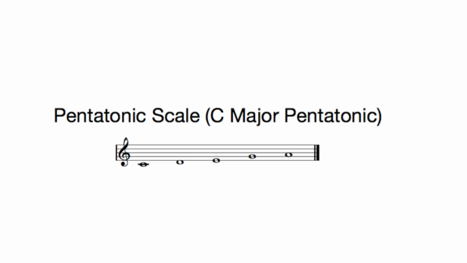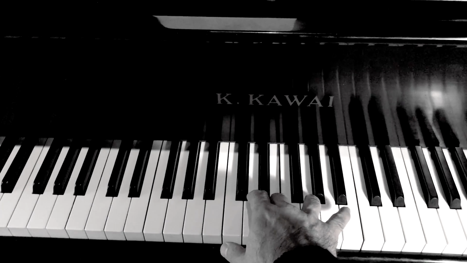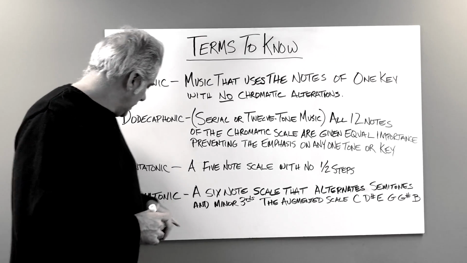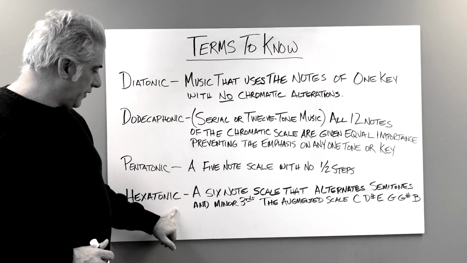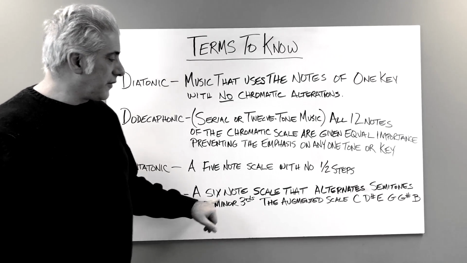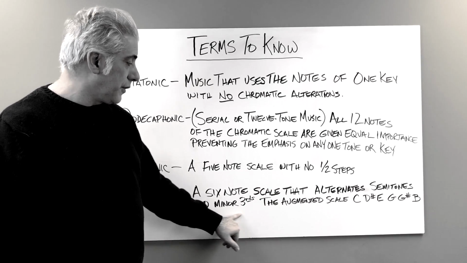The third scale is the pentatonic scale. In this case, we're going to use C major pentatonic, and it's the notes C, D, E, G, A. And the last one on here is the hexatonic. The term hexatonic refers to a 6-note scale that alternates semitones and minor thirds.